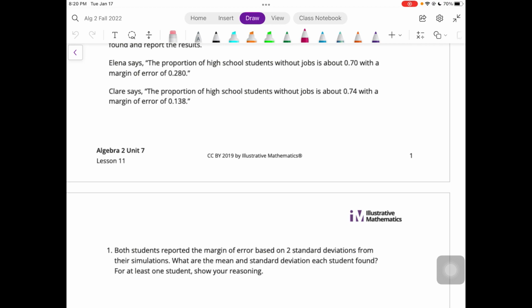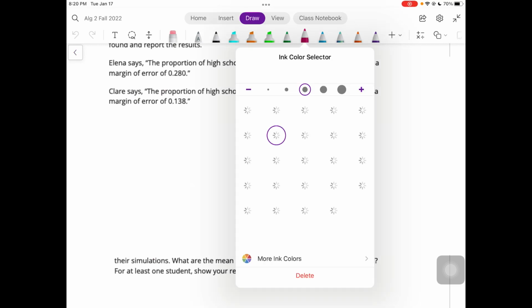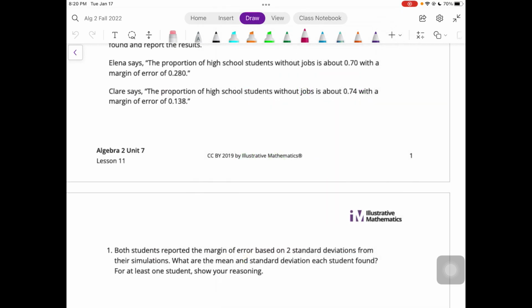So that's 95% confidence. What are the mean and standard deviation each student found? All right, so first we're going to take a look at Elena's. Elena's proportion is about 0.70, so her mean is 0.7, since that was the estimate that was given.